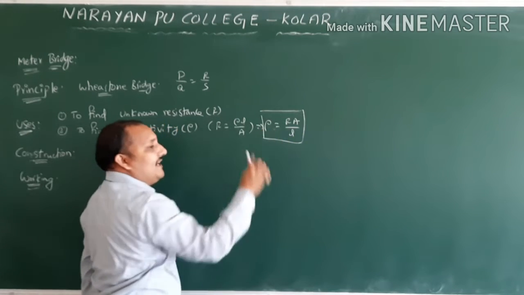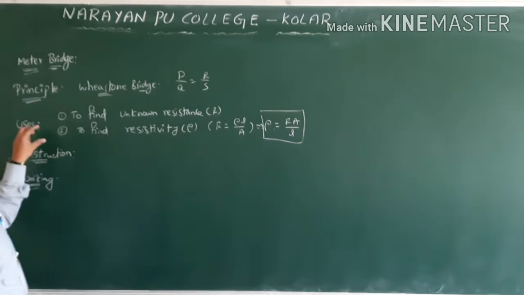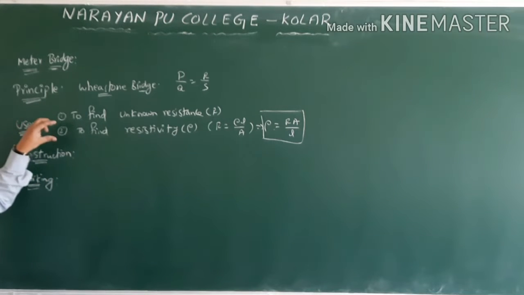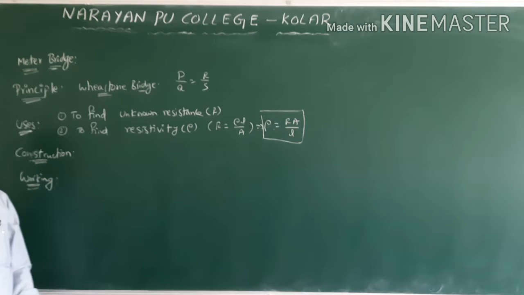How we are going to find it, I will explain for you. Now, if they ask a 2 marks question, what are the uses of the meter bridge, you can write: to find the unknown resistance of the given wire, and to find the resistivity of the material of the given wire. Next, what is the construction and what is the working?